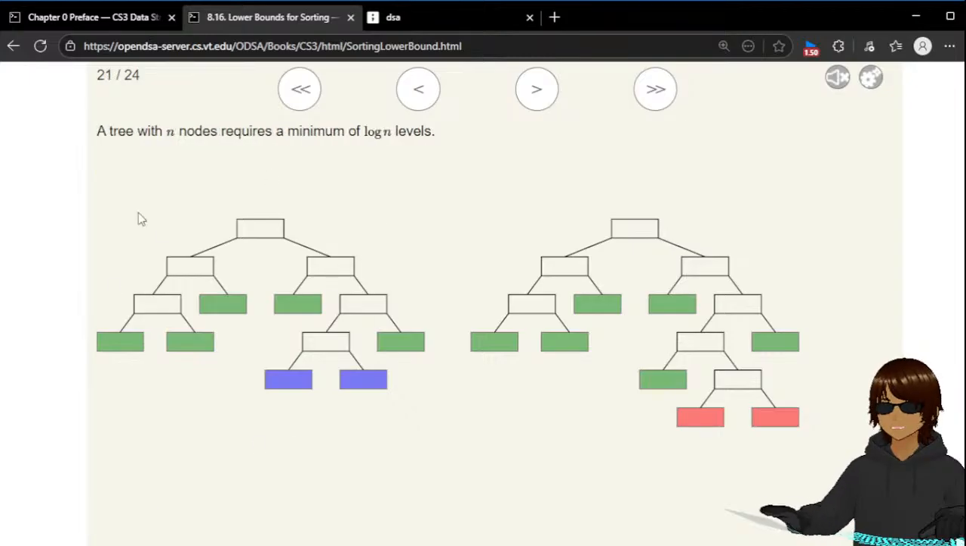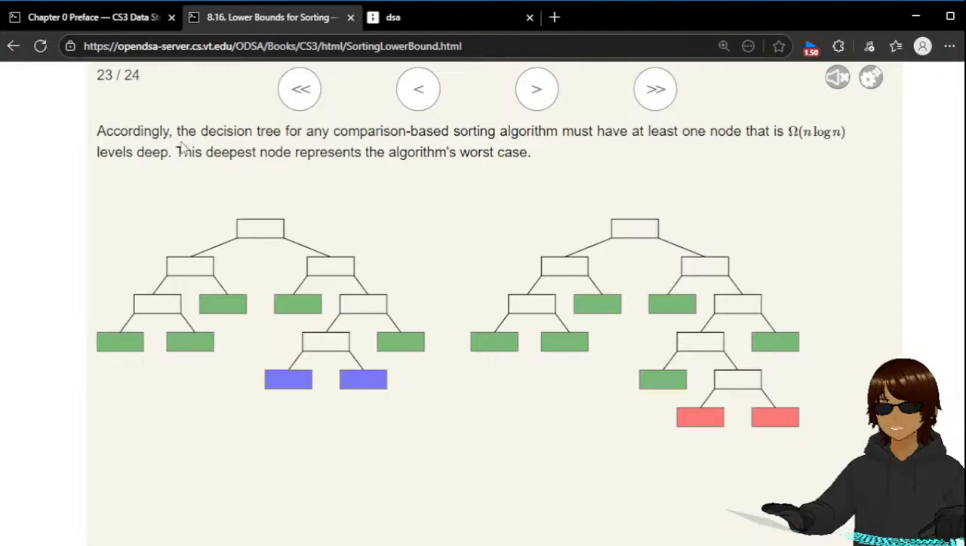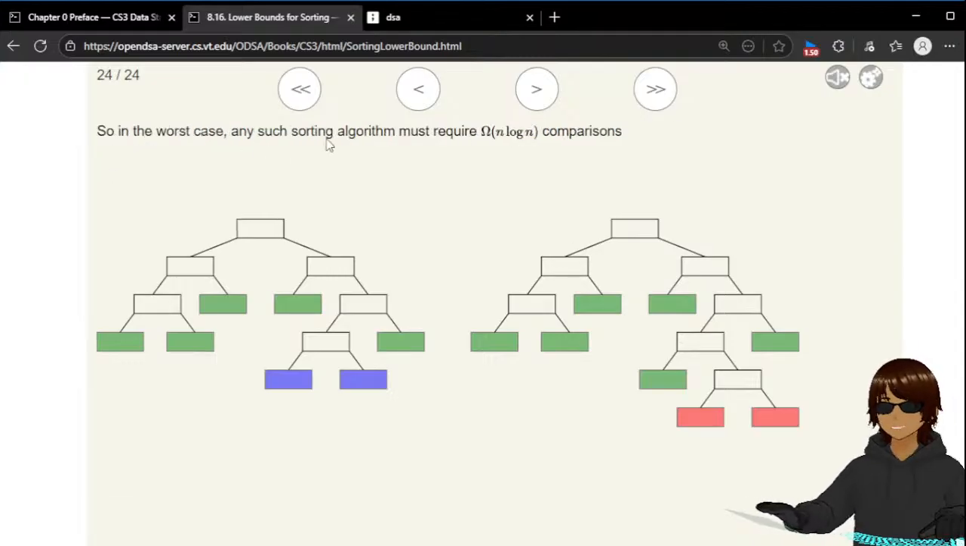In a perfect tree, it will have n factorial, no, 2 to the power of something, right? A tree with n nodes requires a minimum of log n levels. Because there are at least n factorial nodes in the tree, we know that the tree must have log n factorial levels. Accordingly, the decision tree for any comparison-based sorting algorithm must have at least one node that is omega n log n levels deep. The deepest node represents the algorithm's worst case. In the worst case, any such sorting algorithm must require n log n comparisons.